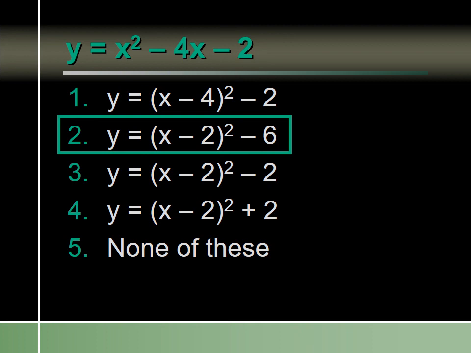All right, so the answer should have been option 2, which is y equals (x minus 2) squared minus 6. So you would be taking half of 4, which is 2, and 2 squared is 4. So you would be subtracting 4 from negative 2. So negative 2 minus 4 is negative 6. And then, of course, x squared minus 4x plus 4, if you factor that, you end up with (x minus 2) squared.